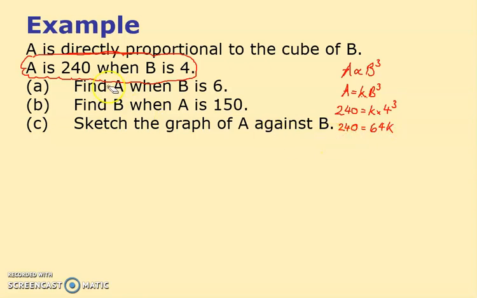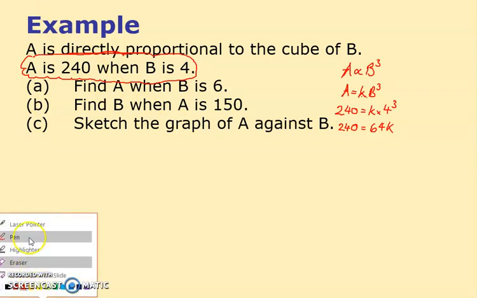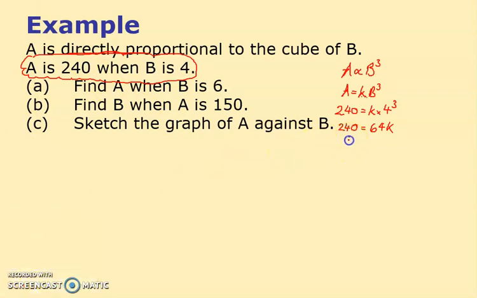So k is obviously the 240 divided by the 64. And we'll just do that on the calculator. 240 divided by 64 equals 15 over 4. Now you can probably just write that better, can't you? You can just write it as a decimal, I suppose, is better. 3.75. Just because it's a nicer number to have in an equation, I think.